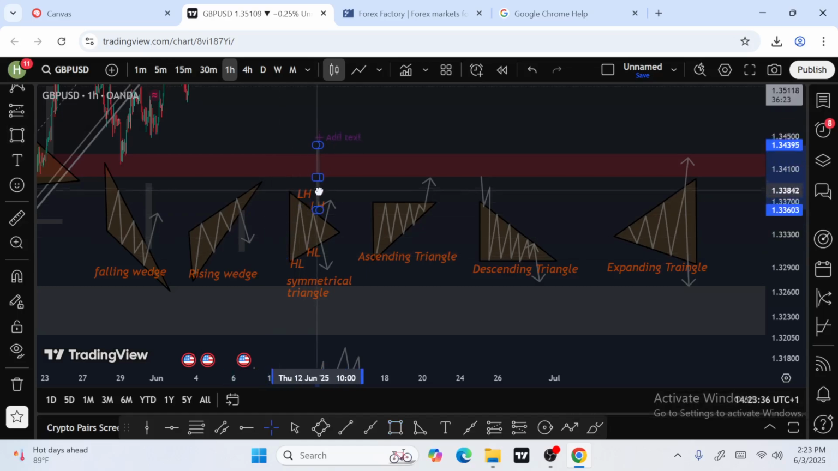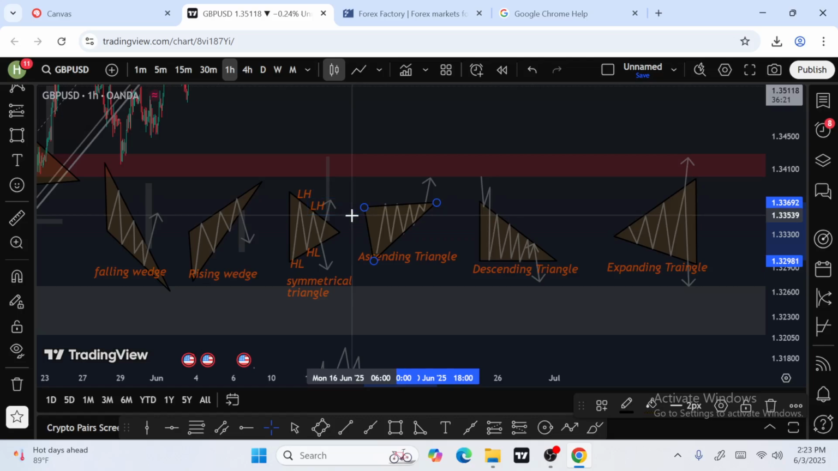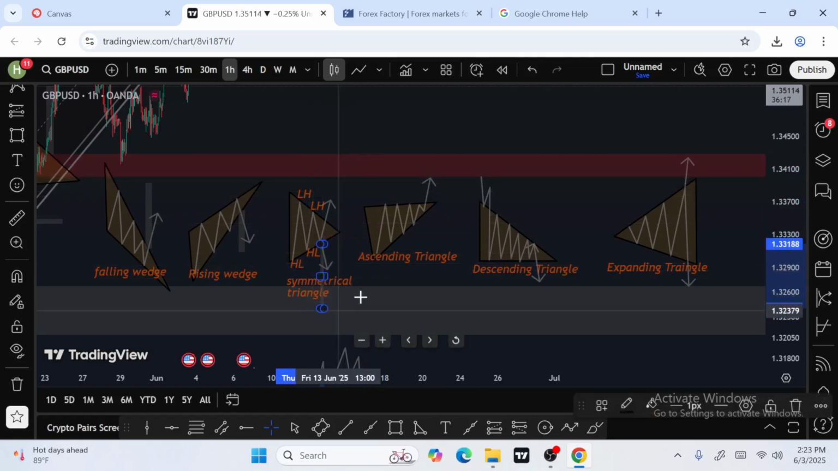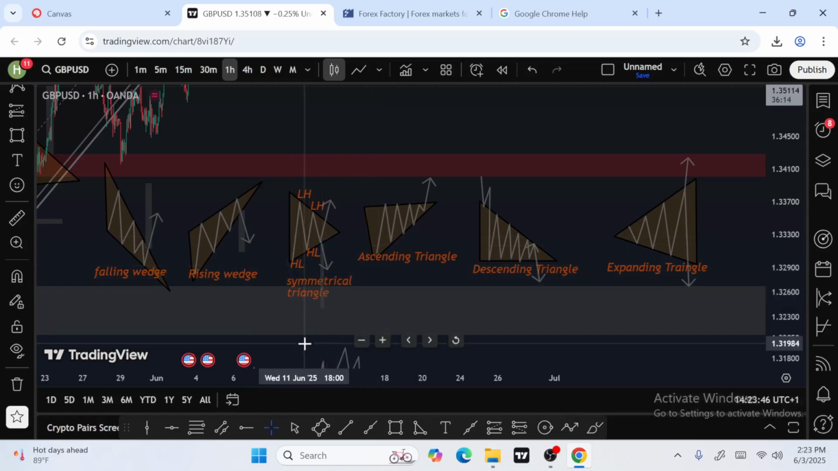If we break out to the upside, this is the height at which it will get to. If we break out to the downside, that is the height at which it's going to get to. Are we following, guys?